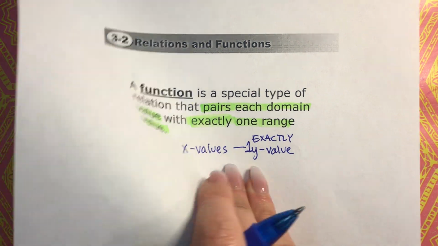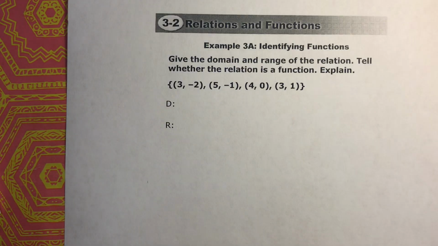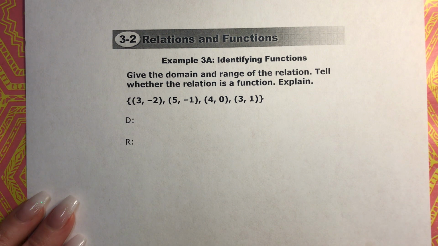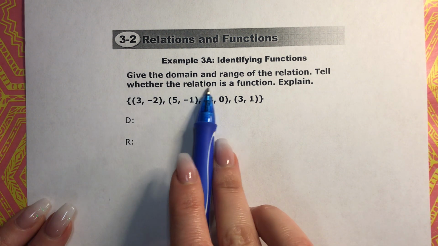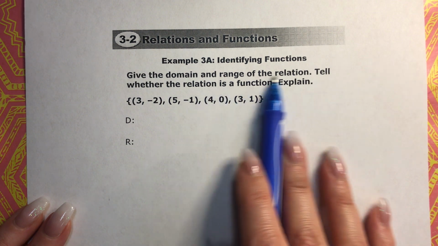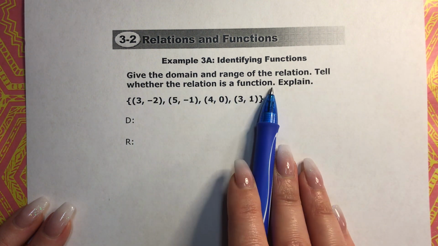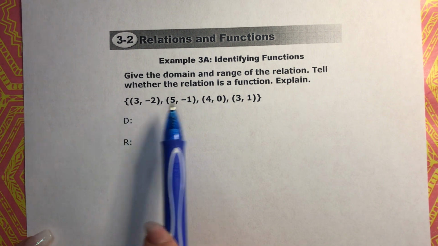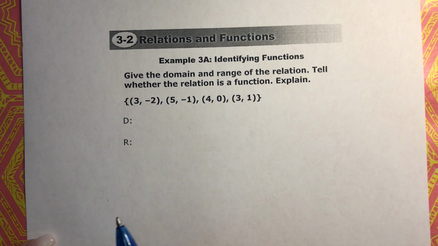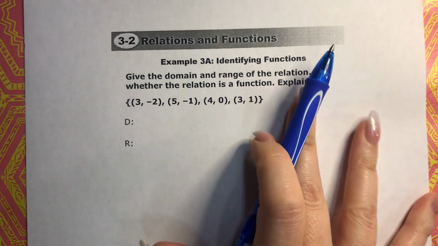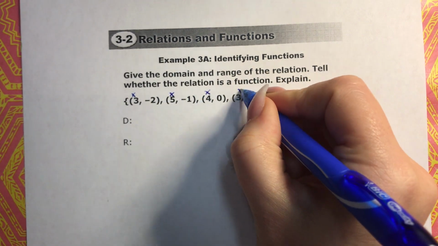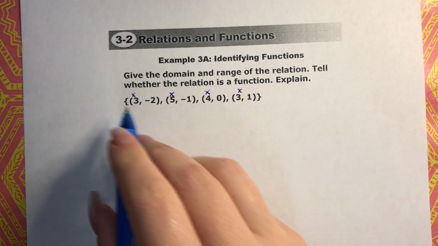All right, let's look at some different examples here. Okay, so the first thing that we have to do for these problems, example 3a, identifying functions, is give the domain and the range of the function. And then after we do that, tell whether the relation is a function and explain. All right, so if you look here, we have 1, 2, 3, 4 ordered pairs. So this is a discrete graph, so we have to make sure that we represent the domain and the range accurately. So the domain, we're going to list the x values in order, right? This is x, x, x, x, okay? In order from smallest to largest.